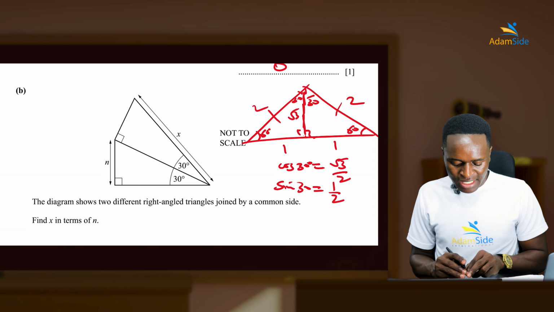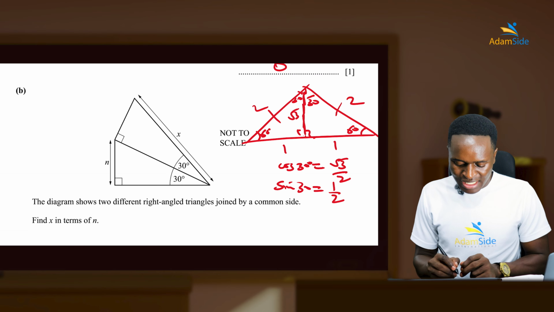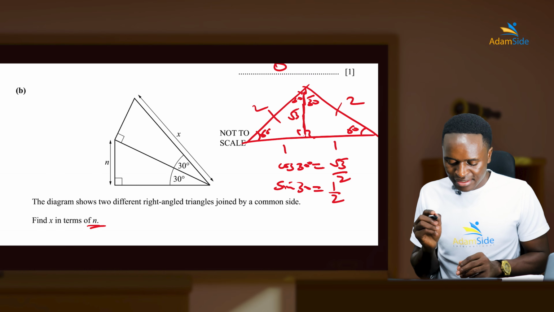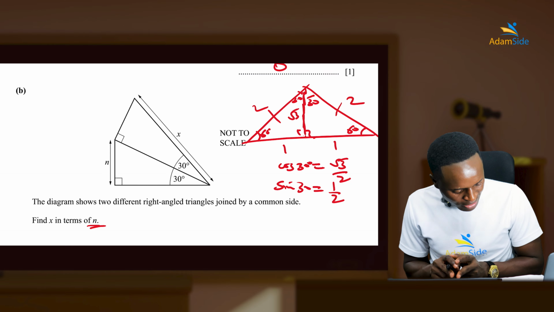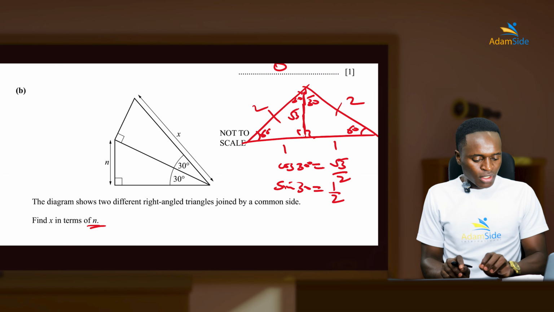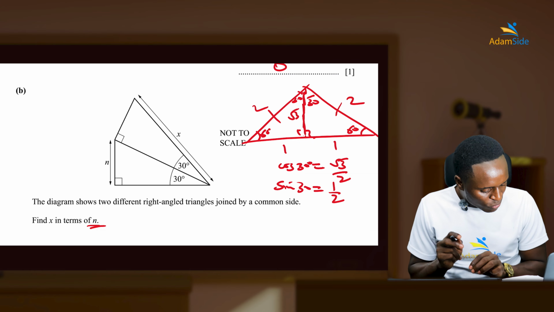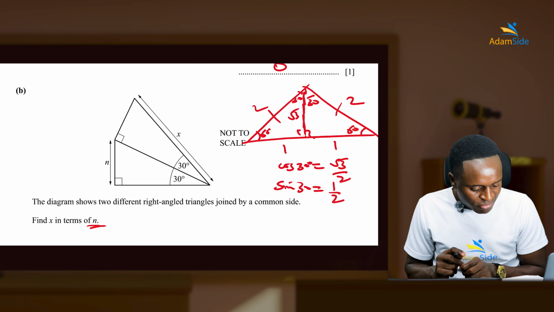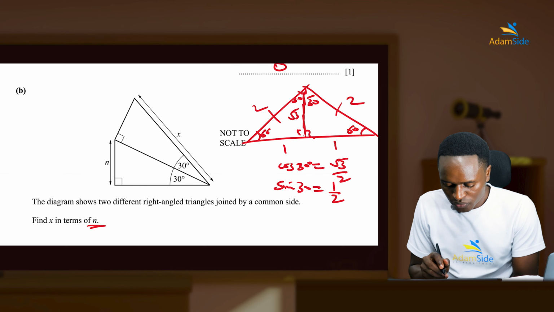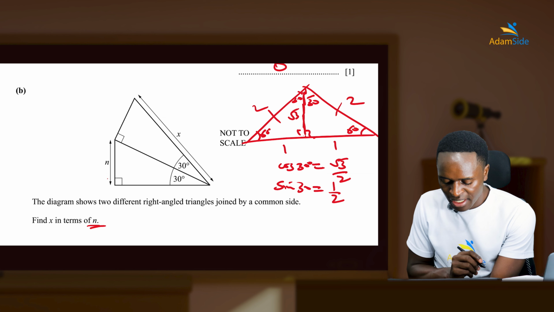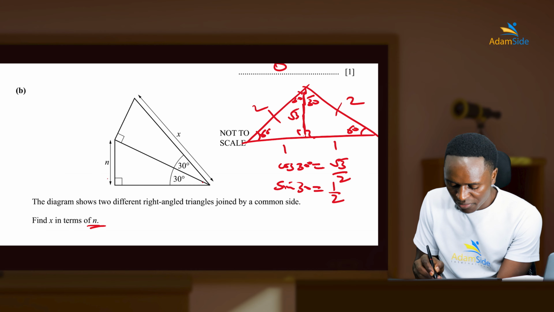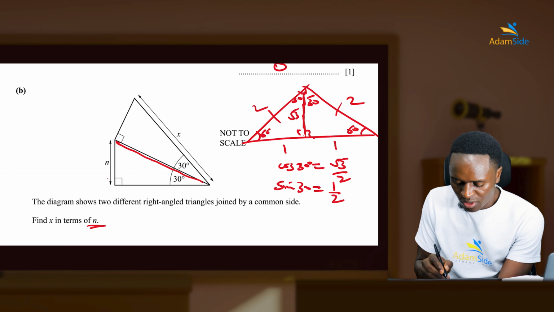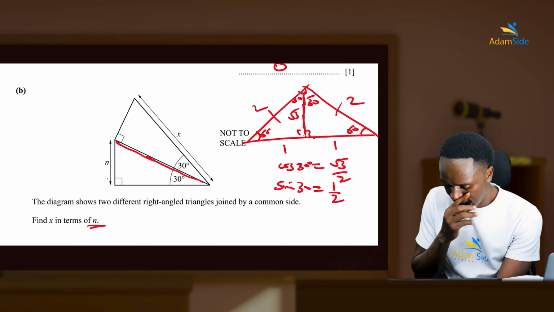Therefore, they say find x in terms of n. So what we understand is to find n first, because that's the most important. We can find n first. We know we're given 30 here, and we have n here. So to get x, we need to find this one first, which is the hypotenuse.